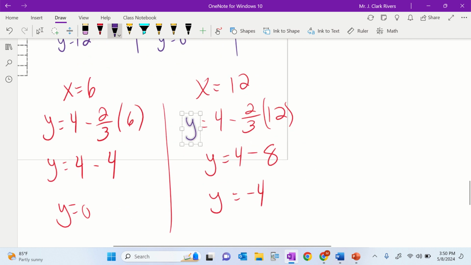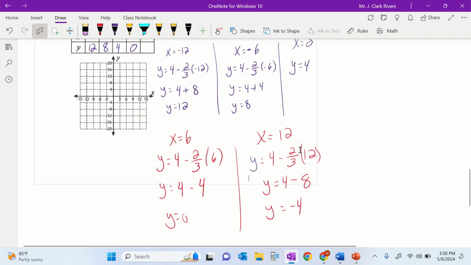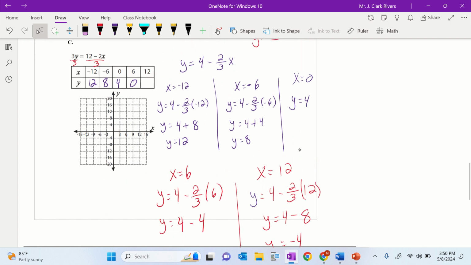And then finally here, when x is equal to 12, y equals 4 minus 2/3 multiplied by 12. A negative times a positive is a negative. 2/3 of 12 is 8, so we get 4 minus 8, which is negative 4. So when x is equal to 12, y is equal to negative 4. So let's go ahead and plot all of these.